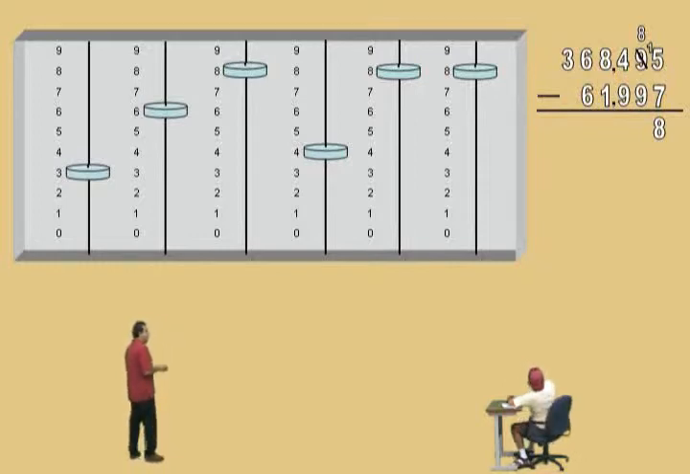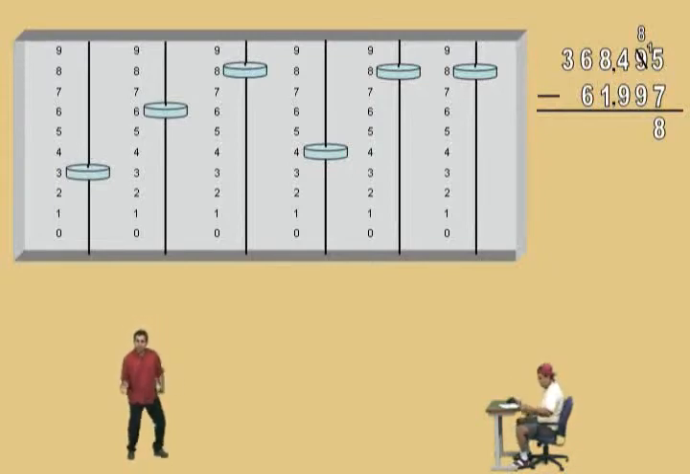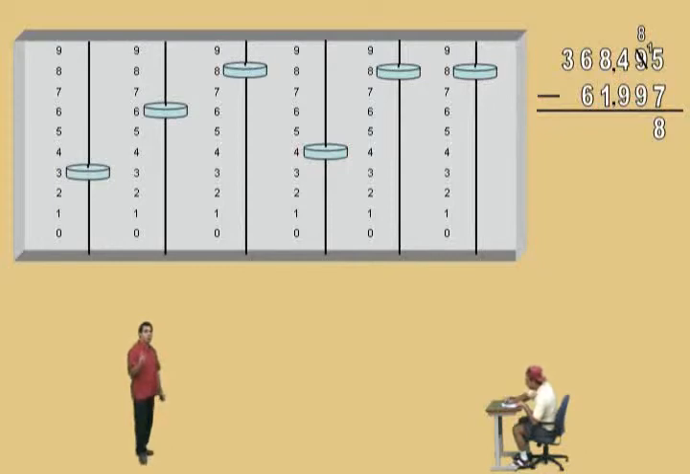Okay, now, how many tens do we have now, Charlie? 8. And we're trying to subtract how many? 9. So what does that mean? We have to borrow. Okay, so now we're going to borrow from our hundreds column. We're going to borrow one of those hundreds. Now remember, 100 is 10 tens.